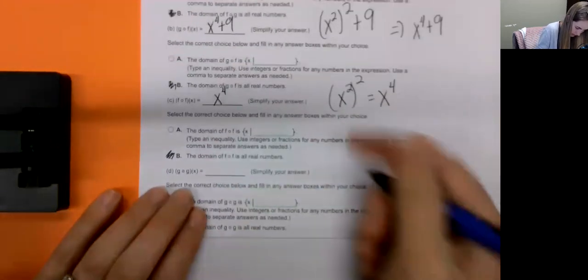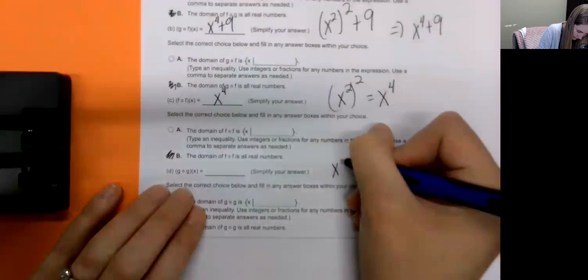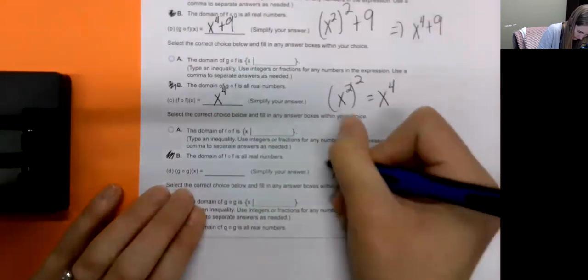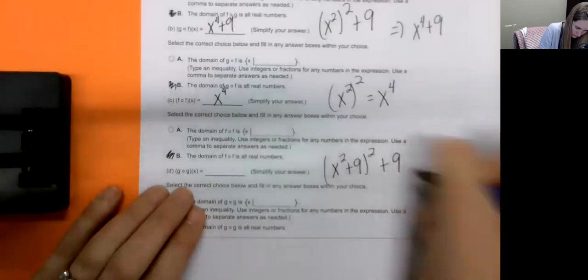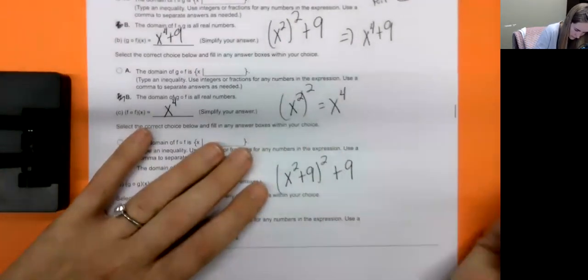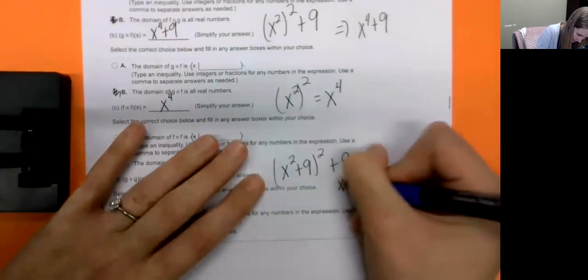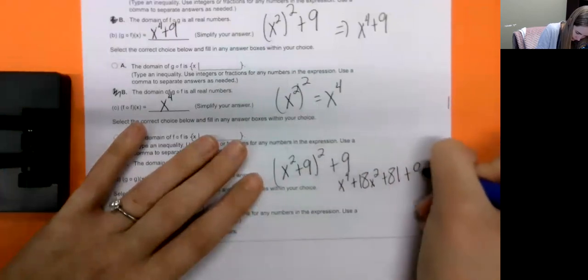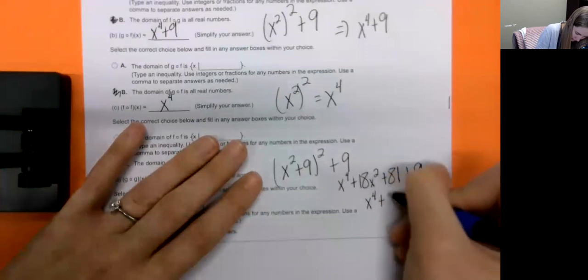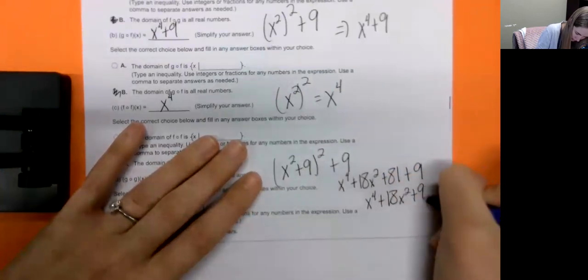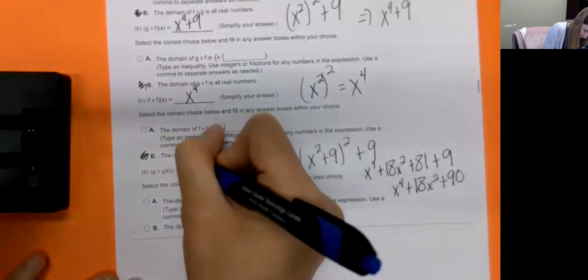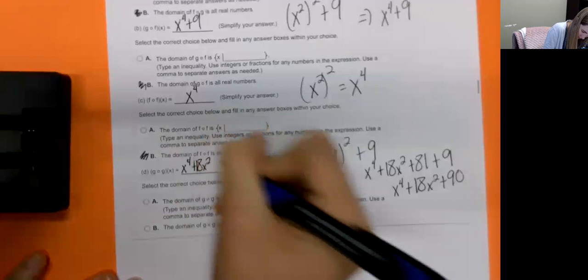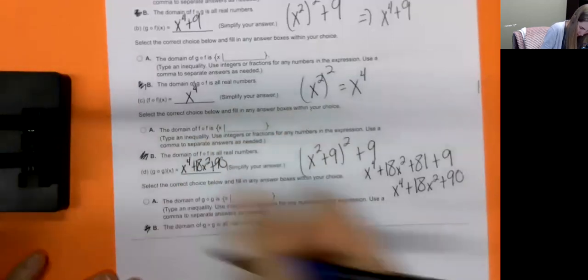We have g of x, so we'd have x squared plus 9, squared, plus 9. So if you were taking good notes, you can go up here and just take this again. But you're going to FOIL this and then add 9 onto it. So we'd have x to the 4th power plus 18x squared, add 81, add 9. So combine our like terms, plus 90. Our domain is all real numbers.